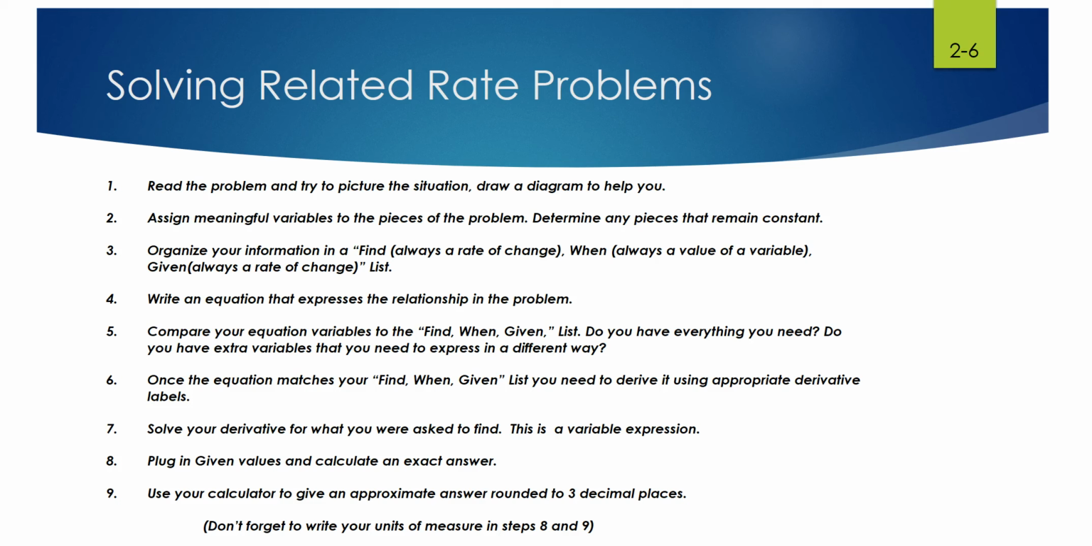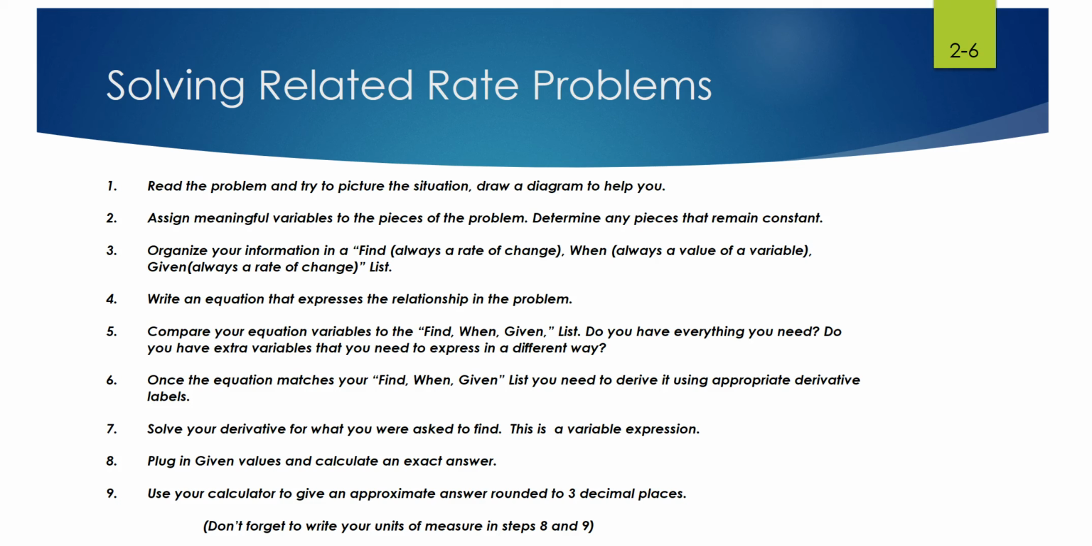Okay, step 5. Once you're happy with the equation that you've chosen, you want to compare and make sure that your variables match what's in your find, when, given list, because you don't want variables to show up in your equation that you don't have any information about. And so I'm going to do a problem that has this issue, and I'm going to show you how to fix it. Number 6, once you have your matching equation to your find, when, given list, you're ready to derive.